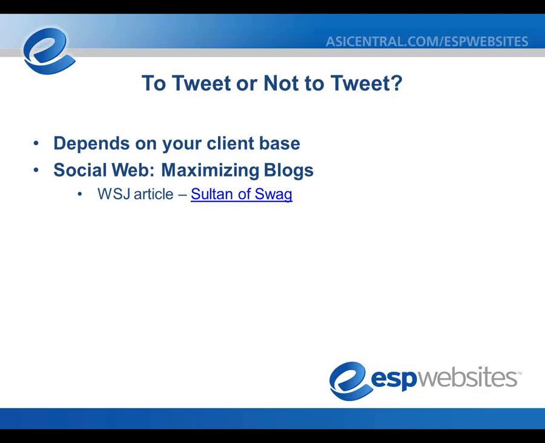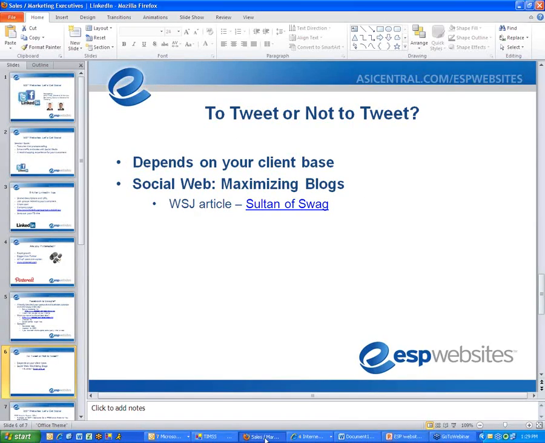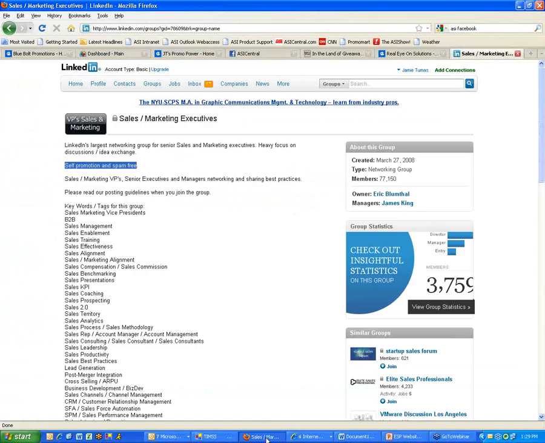And honestly, I couldn't have asked for a better example. Today in the Wall Street Journal, there's an article about Norman Cohn and ASI, and it's entitled the Sultan of Swag. And let me go to the link here, and I can show you a great example of a really, really smart distributor and how they took advantage of this.